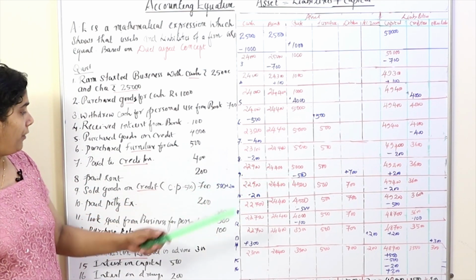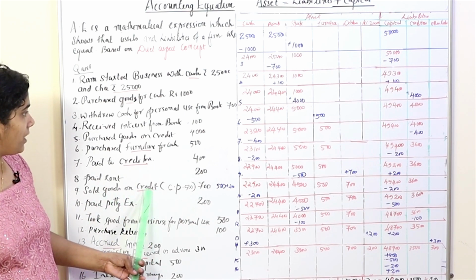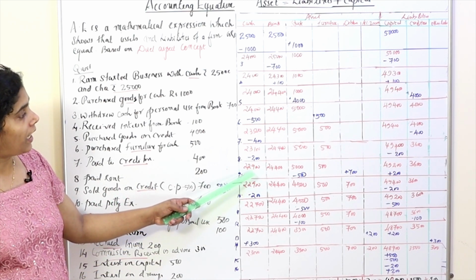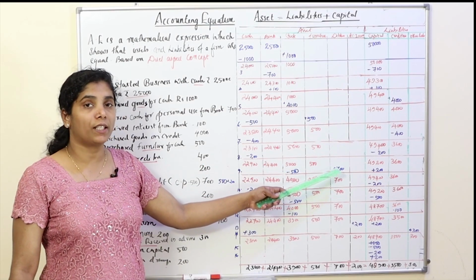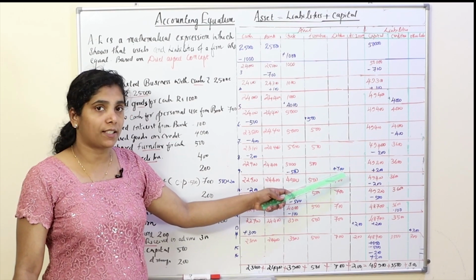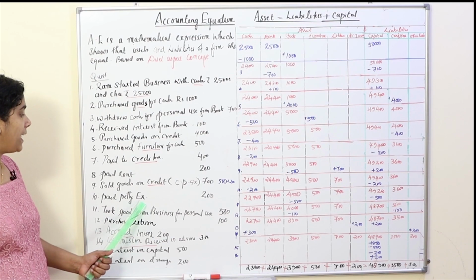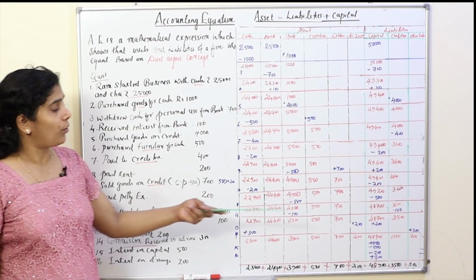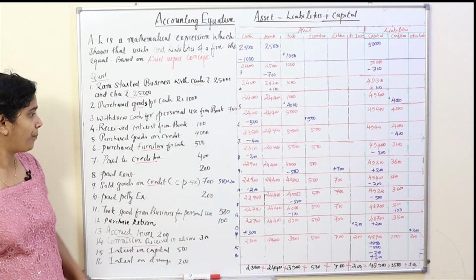If this sale is on cash, we have to add along with the cash only. So here it's debtor because they are not paying now. It's a credit transaction, so we have to create debtors. Then paid petty expenses. So like all expenses, we have to subtract from capital, then from cash also.